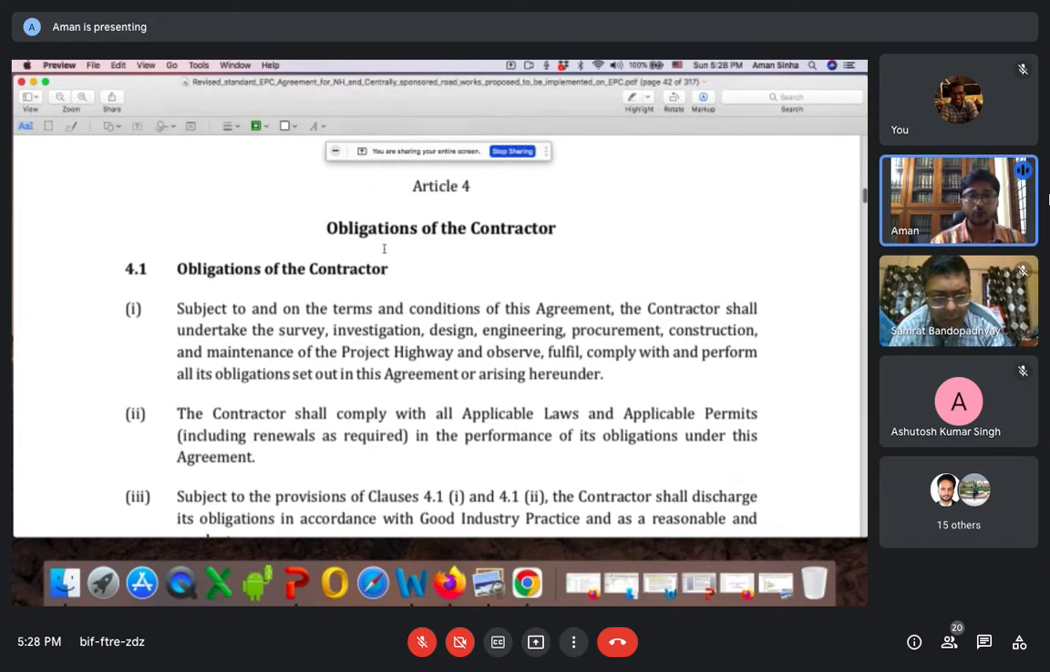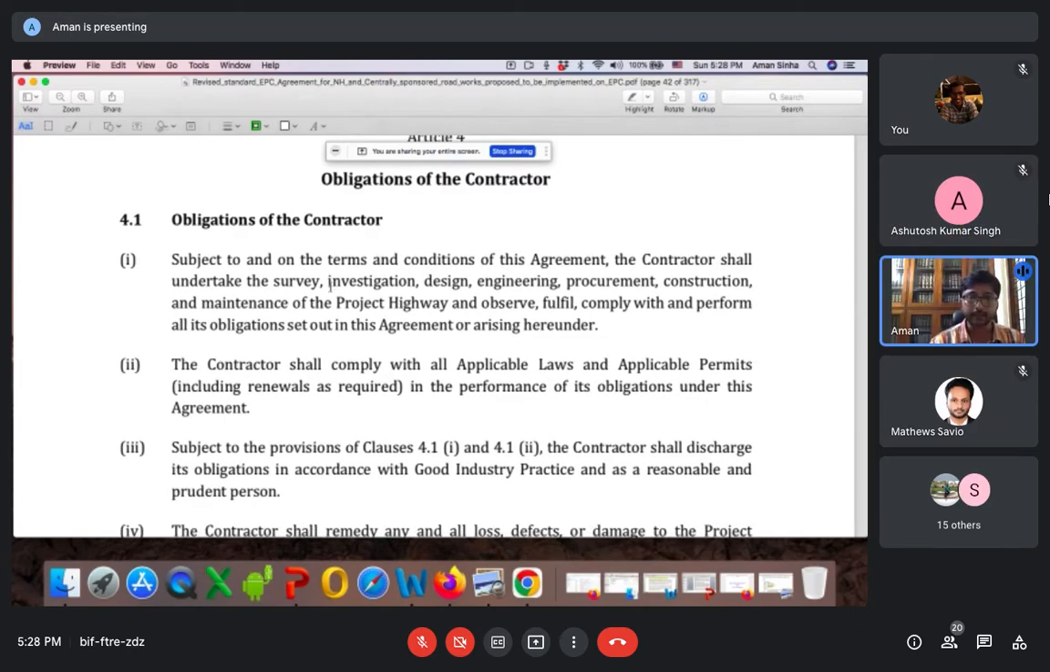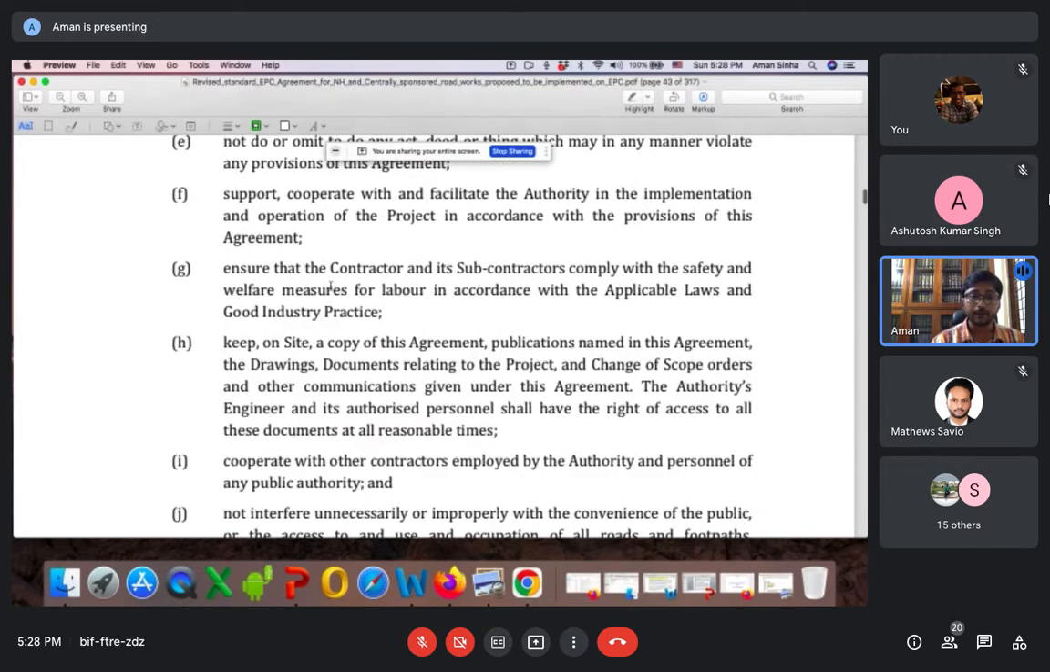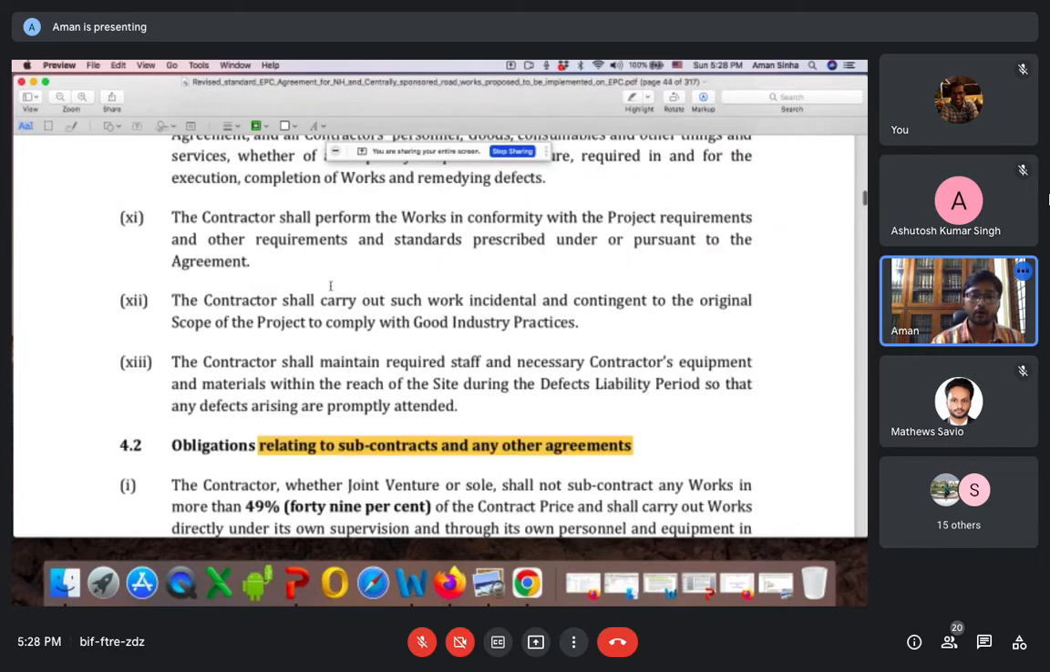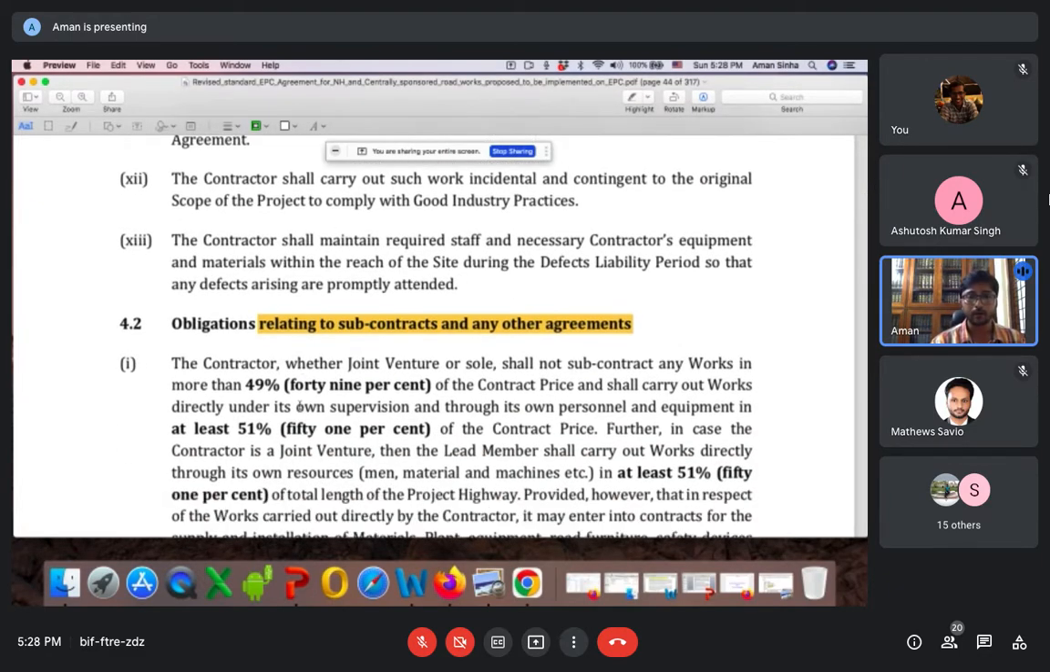So these are the obligations of the contractor. Means he has to undertake survey, investigation, design, procurement, all those things. And there will be some obligations of the authority. So yeah, this is important. Important in terms of, I will let you know, obligations relating to subcontracts and any of the other agreements.